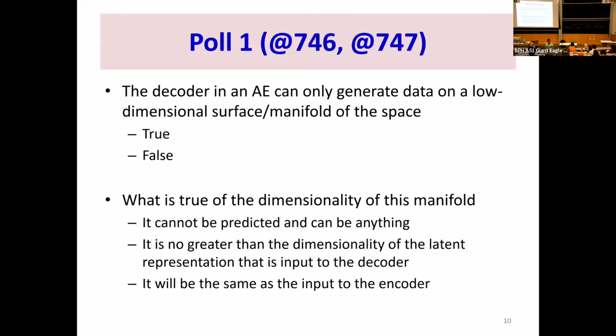Which are the true statements? What's the true dimensionality of the manifold? Anyone? The second one is no greater than the dimensionality of the latent variable. So here's what happens. If I multiply a two-dimensional vector by a 4x2 matrix, the result is in four-dimensional space, but all the data are still going to lie in a two-dimensional plane in the four-dimensional space. You know this from linear algebra, right?